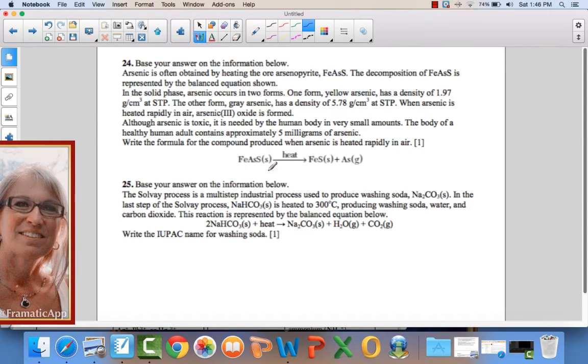Write the formula for the compound produced when iron is heated rapidly in air with sulfur. Well, this is the only compound that is produced. So that's iron. Now, S is minus 2. Iron has more than one oxidation state, but in this case it had to be plus 2 because it combined with the S at a 1-to-1 ratio. And I take sulfur, change the ending to IDE.